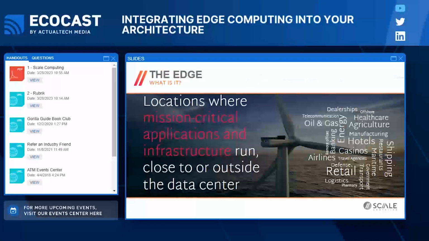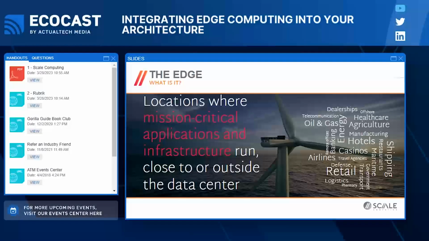So what is the edge? Our definition is it's the location where mission-critical applications and infrastructure run close to or outside a central data center, and that would include cloud. So if you're running an application on premises, whether it's in one location or 1,000 locations like a retail store, if you're running an application that's mission-critical, close to where that data is being generated or close to where it's being used, like a retail store or a manufacturing facility or an ocean-going vessel or on and on and on, that's the edge. And that's what we're here to talk about today: how do you run those applications.